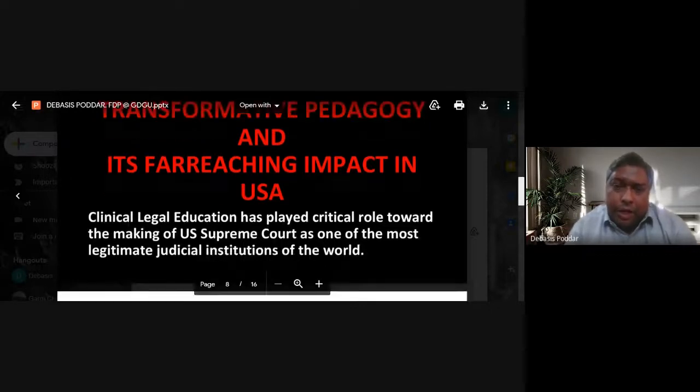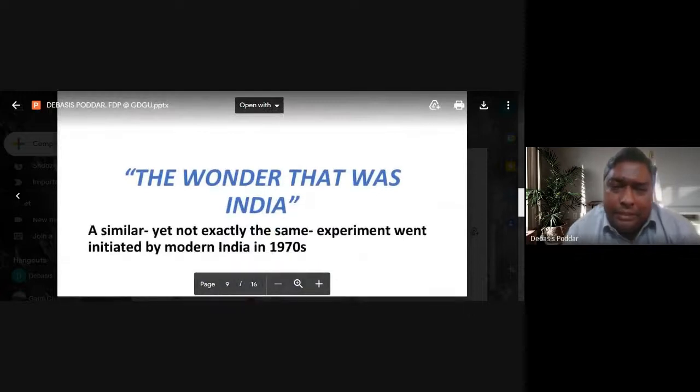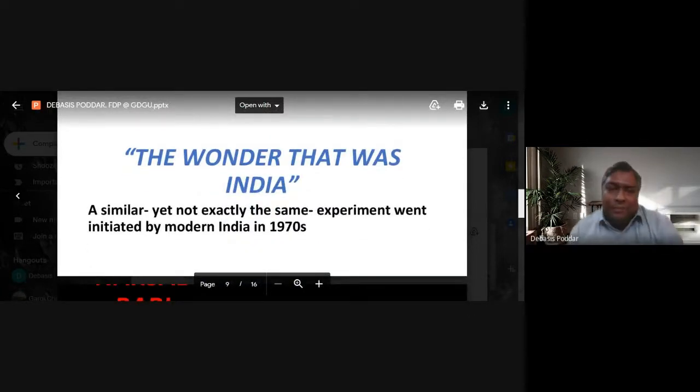So now let us come back to our country. This oft-quoted expression I have taken from A.L. Basham, a learned scholar of ancient Indian history, The Wonder That Was India. A similar but not exactly the same experiment was initiated by modern India in 1970. Remember that in 1870, Langdell took the seat of Harvard Law School Dean, and from exactly 1970 onwards, another experiment got started in India.